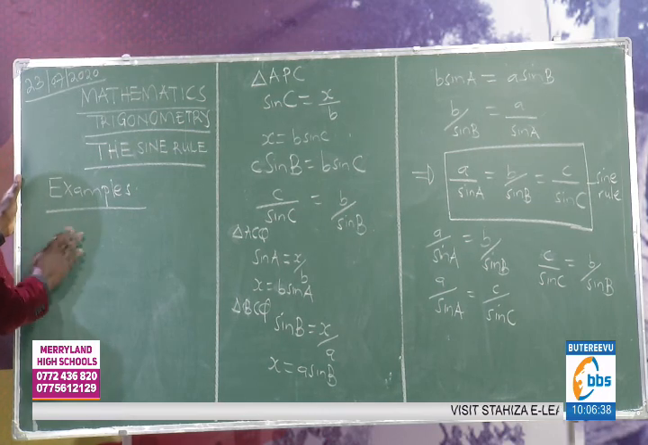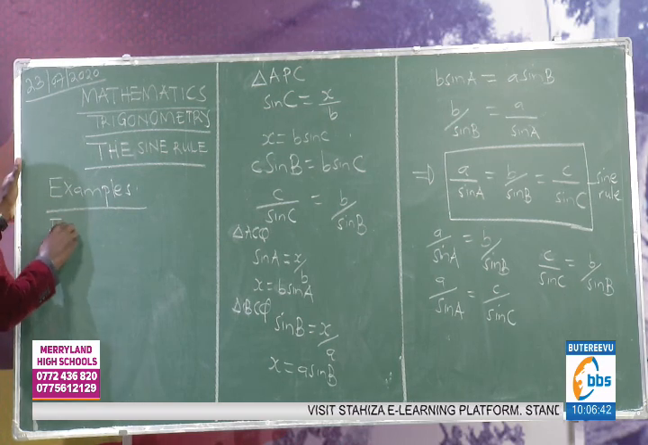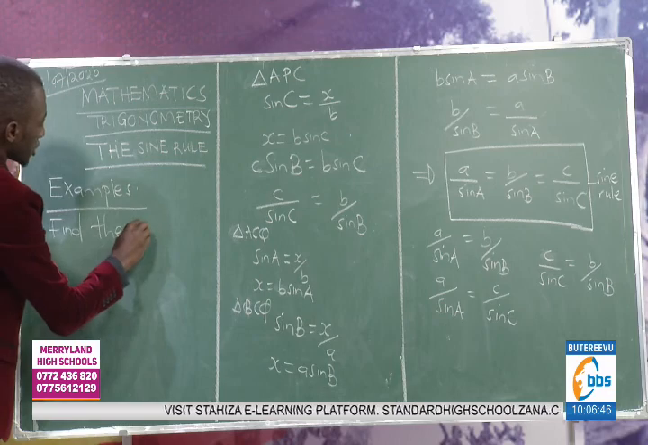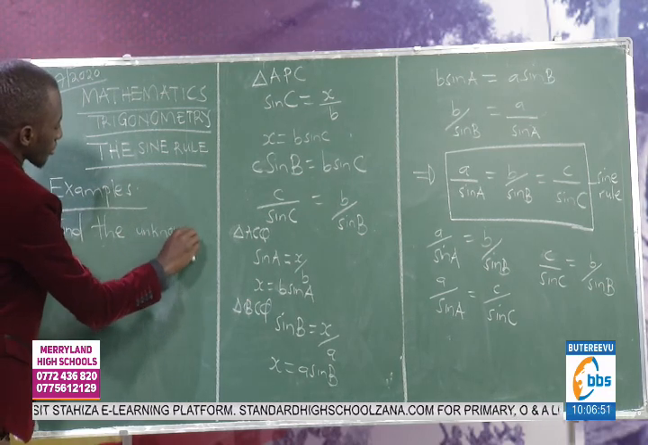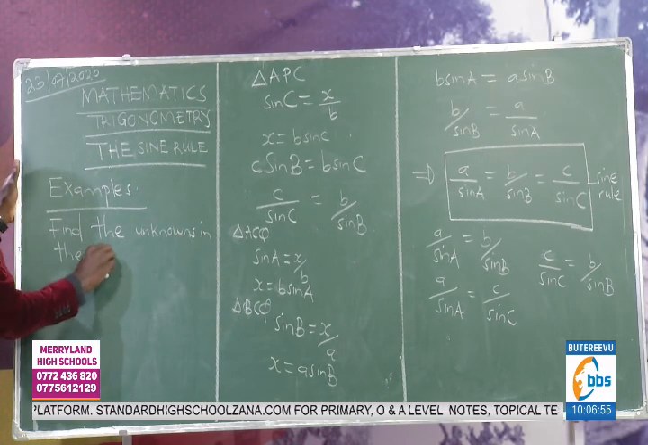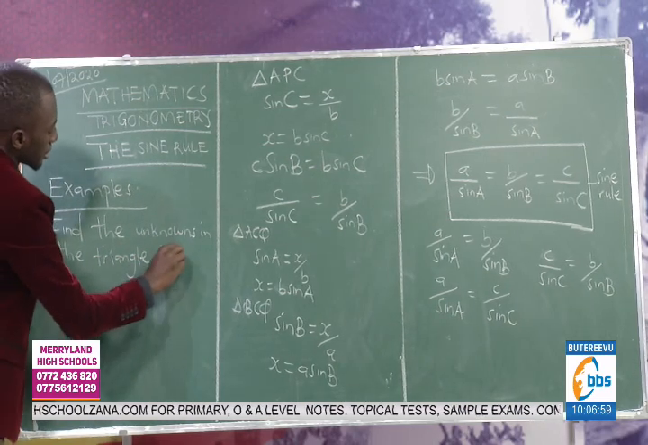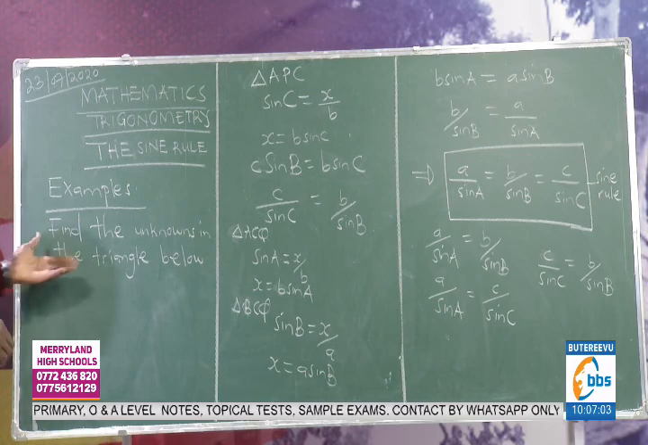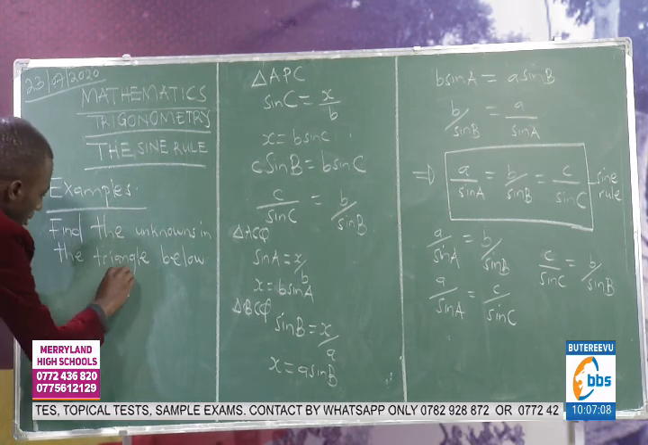So we have questions there. We're going to try them, but I want us to first look at this one, saying find the unknowns in the triangle below. We are going to try this one together, but again I have other questions that we are supposed to do, and some of them I'll leave for you to do. So we have this triangle.